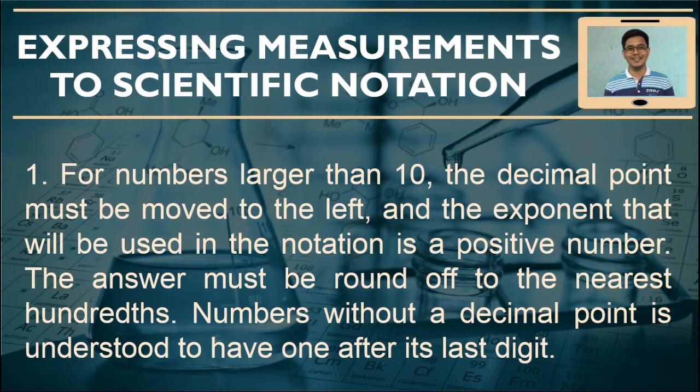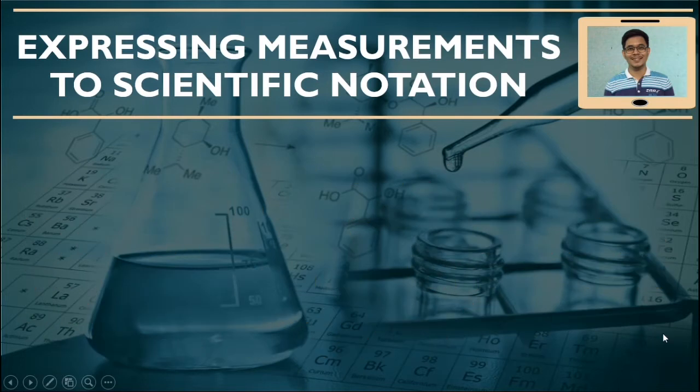Number one is for numbers larger than 10. The decimal point must be moved to the left, and the exponent that we're going to use in the notation is a positive number. The answer must be rounded off to the nearest hundredths, and a number without a decimal point is understood to have a decimal point after its last digit. Okay, and we have here an example.